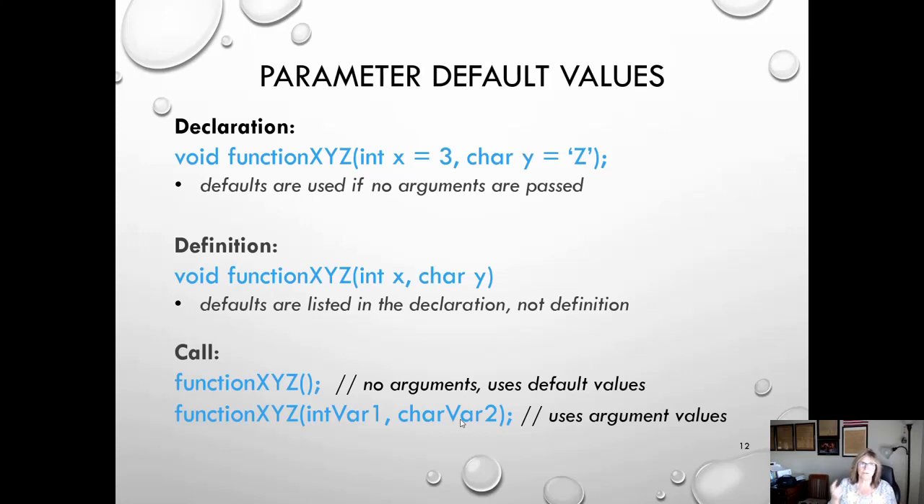arguments to it. If I only pass one argument, which one of the default values do you think it's going to use? And if you said the default value for y, you're absolutely correct. If I only pass one argument to it, it's going to assume that that is the first parameter, and then the second parameter that doesn't exist in the call would automatically be the default value that is set.